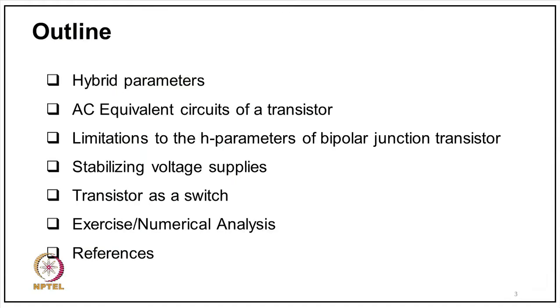Then the other part we would like to discuss is the hybrid parameters, the H parameters which we discussed already for the 2-port network. The same is applicable for the transistor. Then we will talk about the AC equivalent circuit of the transistor and the limitations of the H parameters of this bipolar junction transistor. Then we will discuss stabilizing the voltage supply, the purpose for which this BJT is used, and then we will discuss the transistor as a switch. These are typical applications, of which we have a lot, followed by numerical problems.